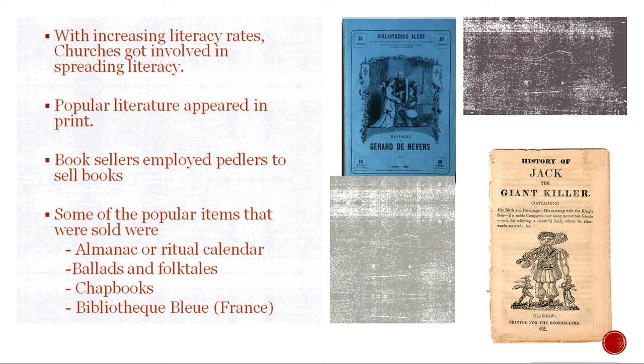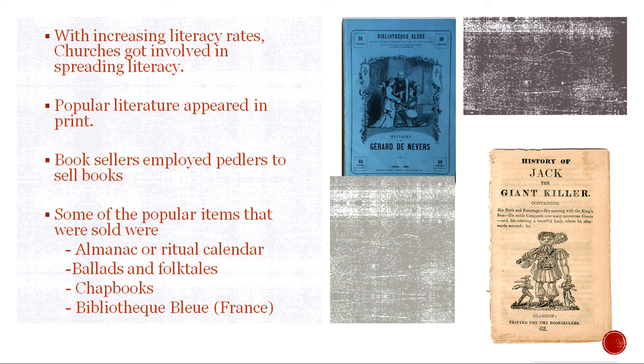Now, an almanac or a ritual calendar is a type of calendar which shows the astronomical dates, important positions of the stars, and such rituals associated with the Bible are mentioned in these books. These are like small little diaries. When we talk about ballads and folk tales, ballads, as I have already mentioned, are small stories from the rural areas which are written in verse, and the folk tales are local stories that are also represented in the books.